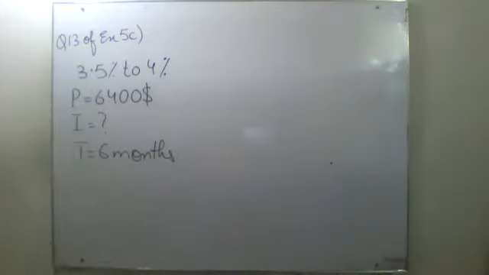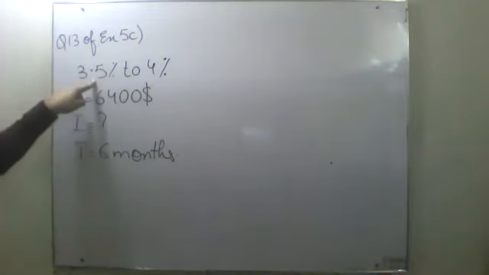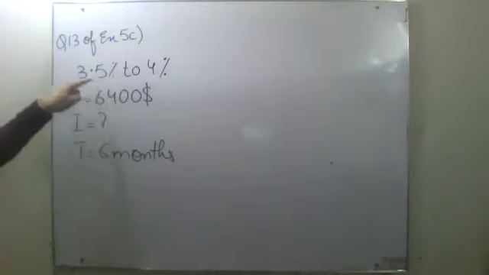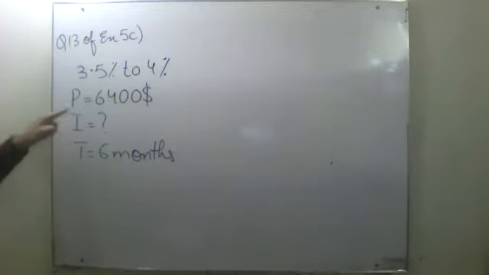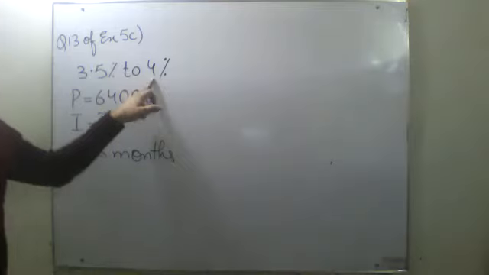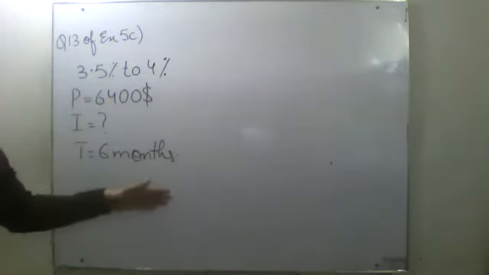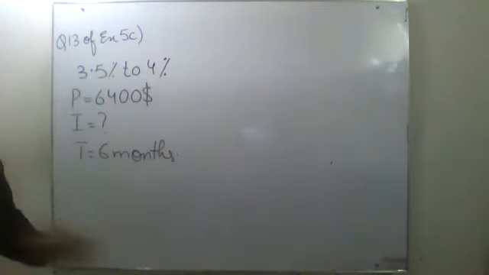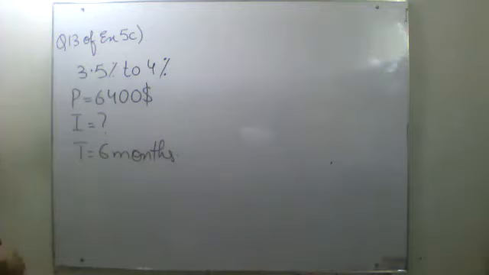Okay. Now we can have two ways to solve this question. How? First one is that you can take 3.5 as a rate. Principal will remain same, time will remain same, and you can find I directly. Then you can find it for 4%. Again, you will find the interest and take the difference. First of all, I am solving by this method.